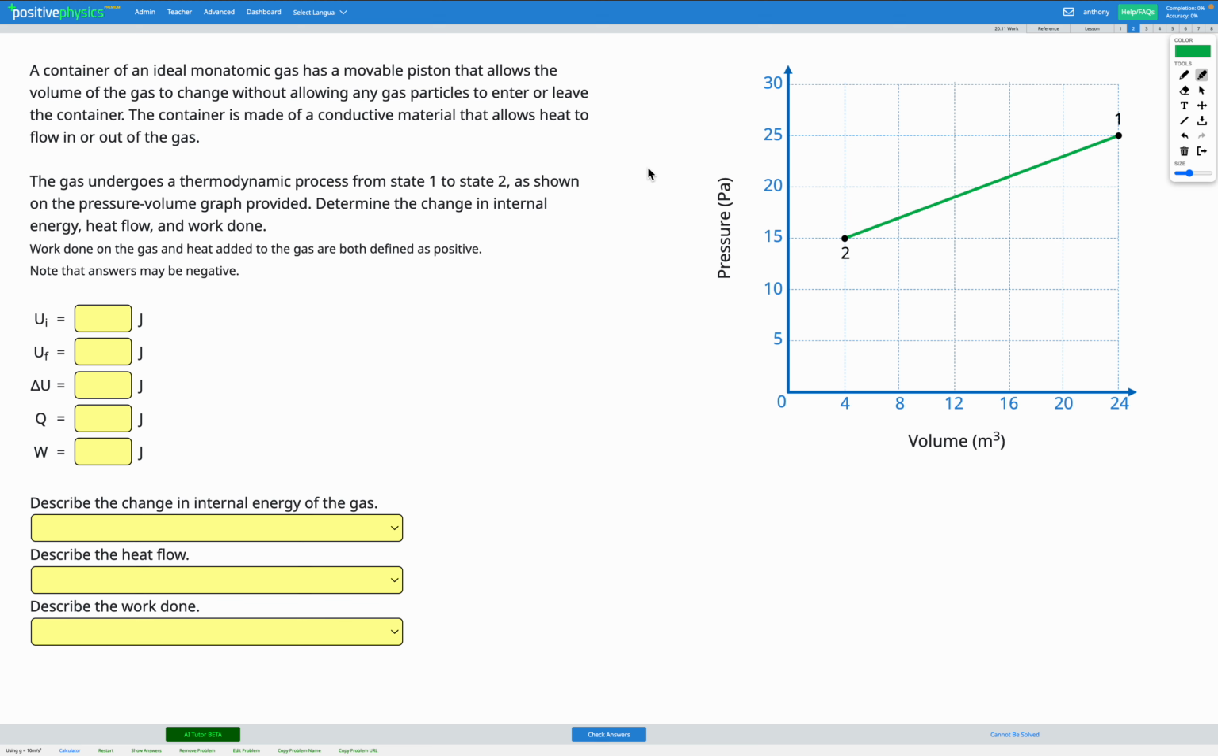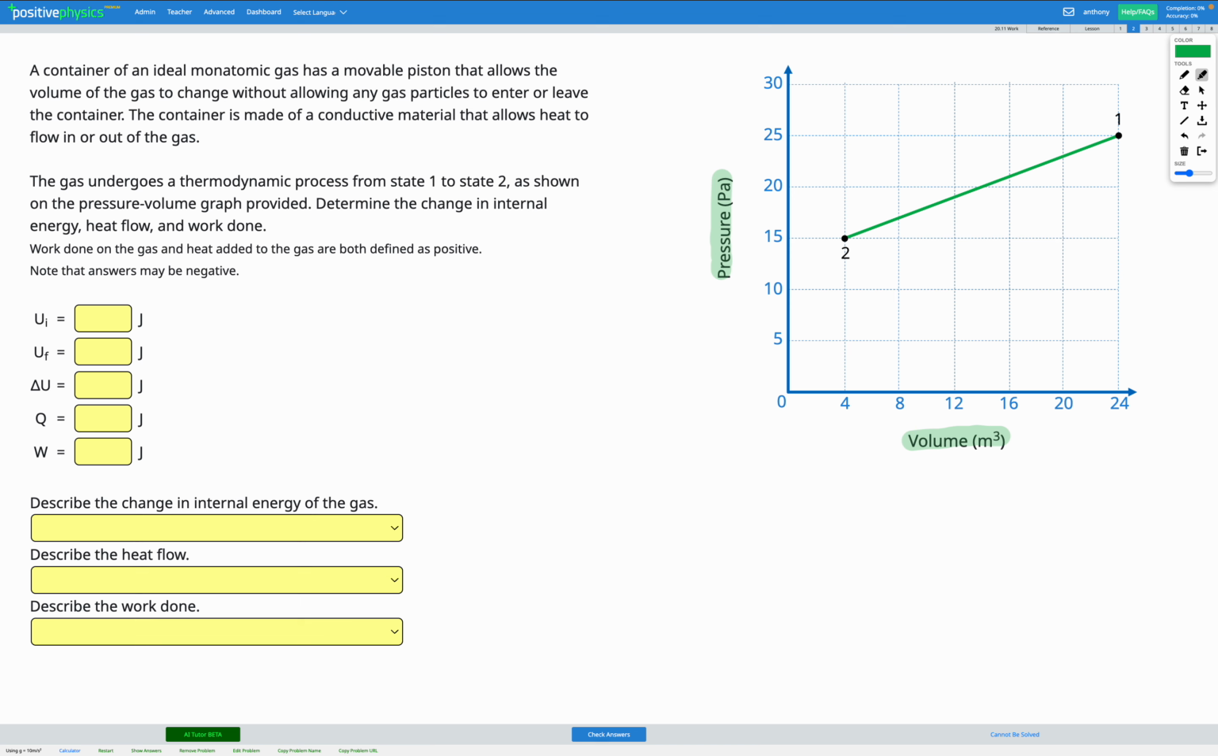In this skill, we're going to use all the ideas from the previous skill, except we're also going to do the calculations. A container of an ideal monatomic gas has a movable piston that allows the volume of the gas to change without allowing any gas particles to enter or leave the container. We're told the gas undergoes a thermodynamic process from state 1 to state 2, as shown on the pressure volume graph provided. Our goal is to determine the change in the internal energy, heat flow, and work done.